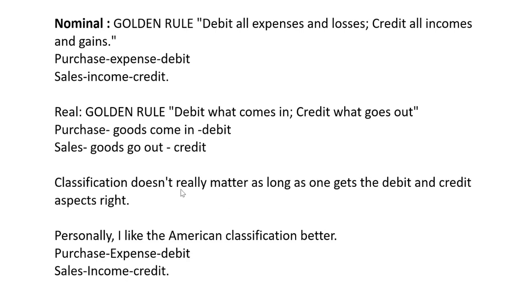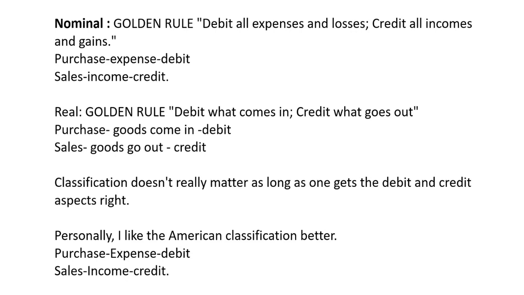So what I mean to say is that the classification does not really matter as long as one gets the debit and credit aspects right. Personally, I like the American classification better, right? Purchase, expenses, debit, and sales, income, credit. The American system considers it like this without any effect on the financial statements, and without any effect on the first step, that is the journal entry. According to the American classification in accounting standards, they normally consider purchase and sale as expenses and income.